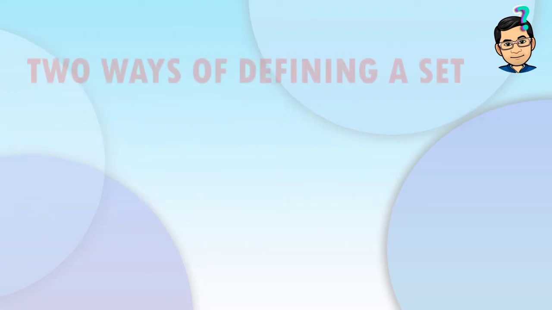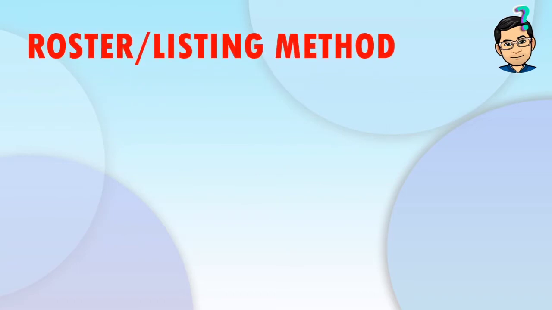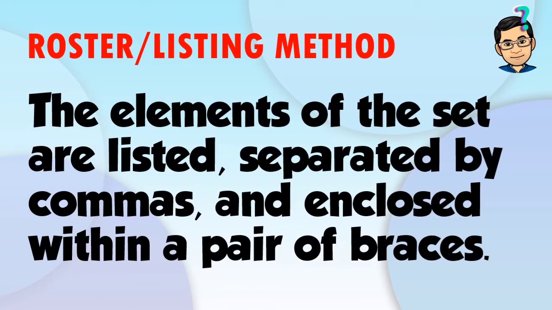So there are two ways of defining a set. These ways are roster method and rule method. So magkabaliktaran po yung dalawang method na yan, which will be discussed on the next slides. So for the first method, we have roster or listing method. So kung makikita nyo, we have there the word listing. Nililista lang sila. And then they are listed separated by commas and enclosed within a pair of braces. So again, to remind you, whenever you write a set, make sure meron siyang naka-enclose sa pair ng braces. Otherwise, it is not considered as set.